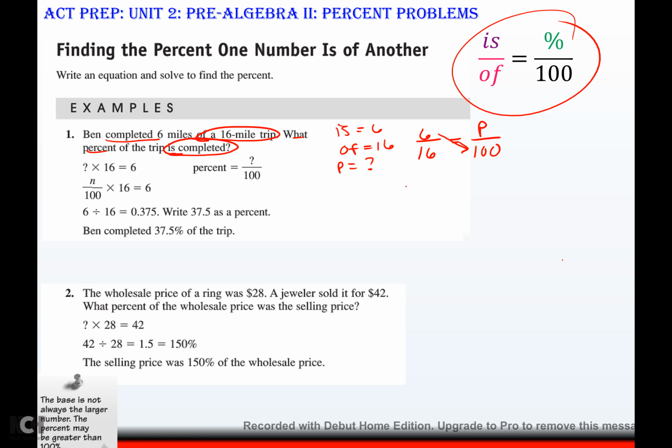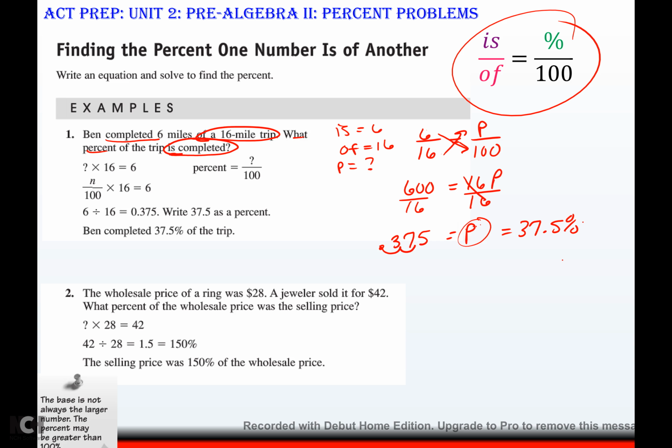Cross multiply, 6 times 100 is 600, which has to equal 16 times P. So then to get P alone, I divide by 16, and I get 600 divided by 16, which is 0.375. But we're looking for percent, so that means I move it 2 places to the right, and my percent is 37.5%.